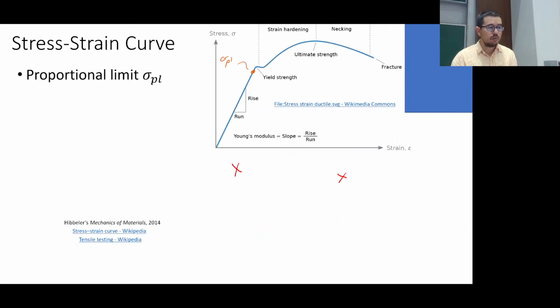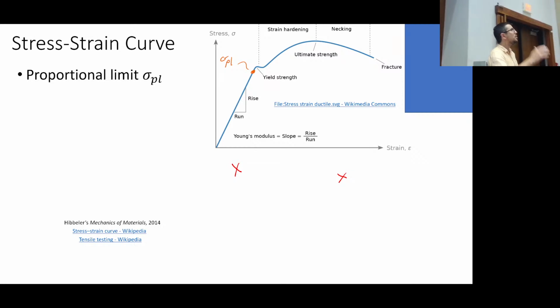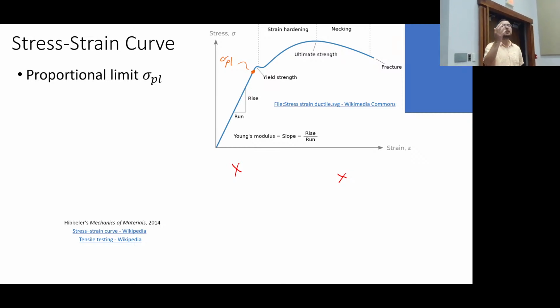Now, what does the result look like? Well, I should ask. Who has done tensile testing? Anyone done tensile testing here?